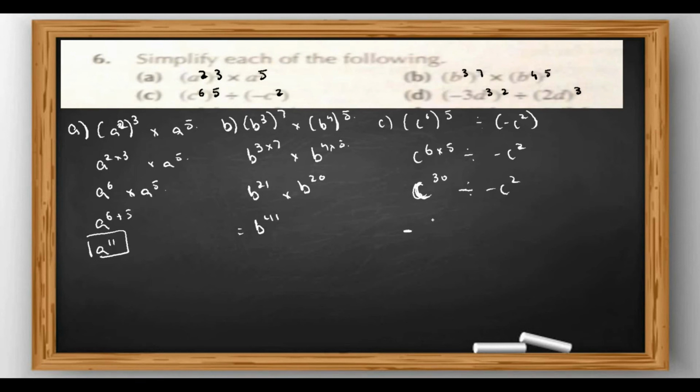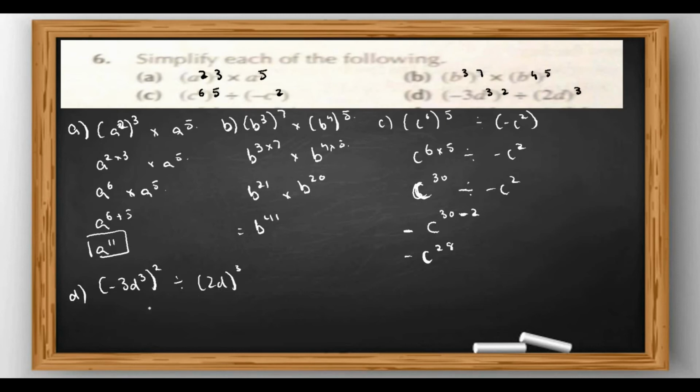Now take minus because that's the sign. C raised to power 30, because it's divide, so the powers would be subtracted. So this becomes minus c raised to power 28. Let's solve part D now. Part D says minus 3d cube raised to power 2 divided by 2d cube.